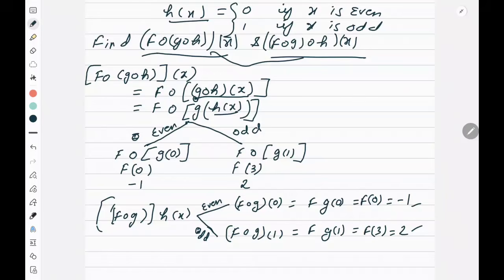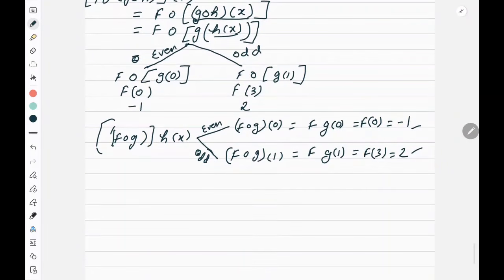So composition of mapping is a very easy topic. I hope you understood. If you have any doubt, please let me know.